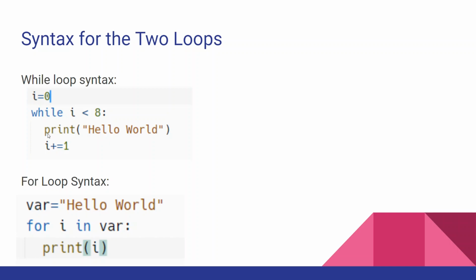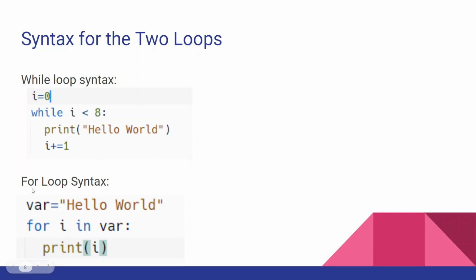So, to indicate that this is inside of the loop, we indent our code, saying that it's inside of the while loop, and it would print hello world 8 times. And we make sure that our i value is incrementing every iteration by having it do i += 1.